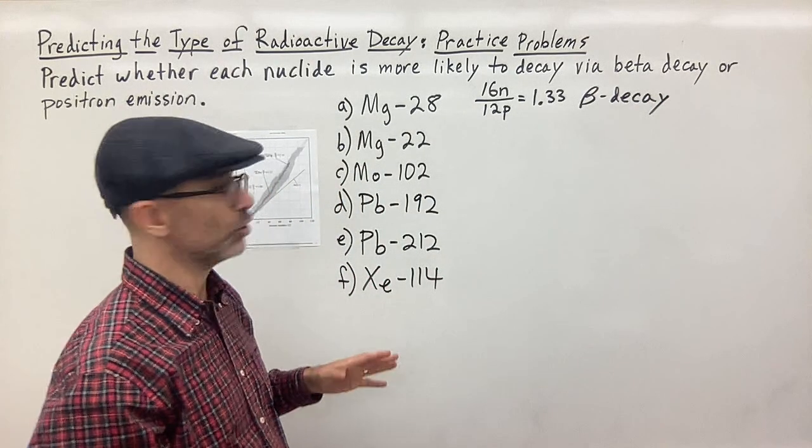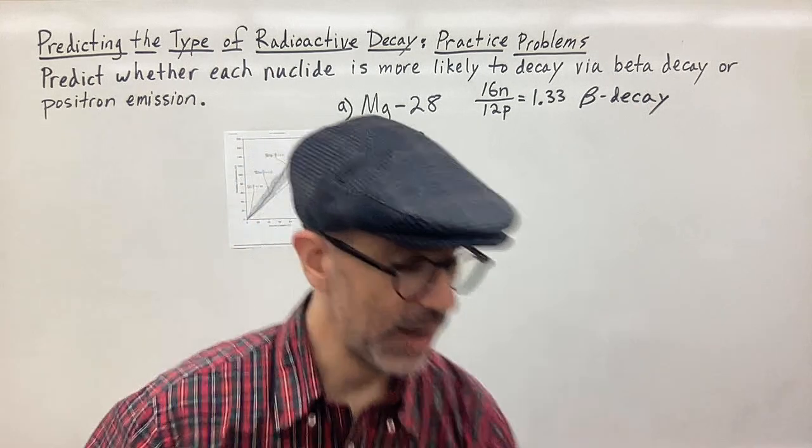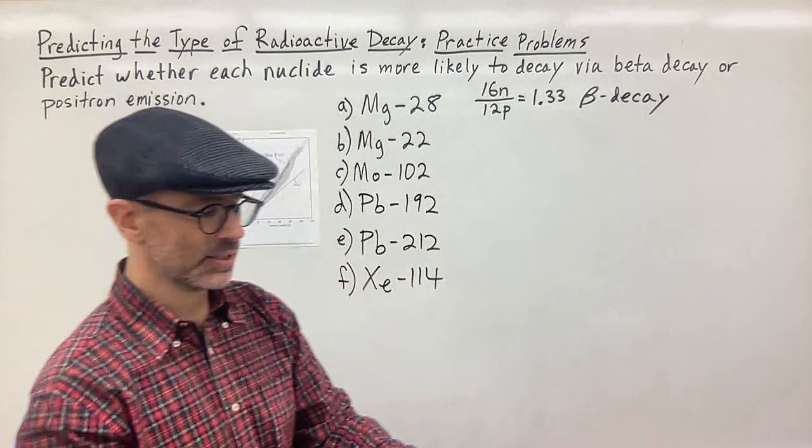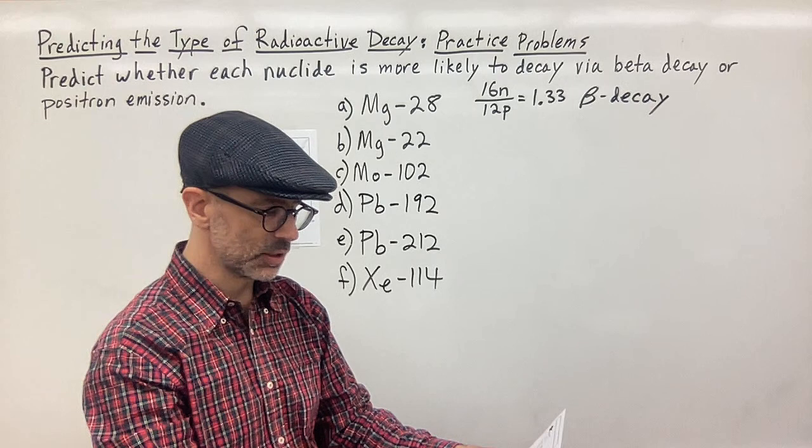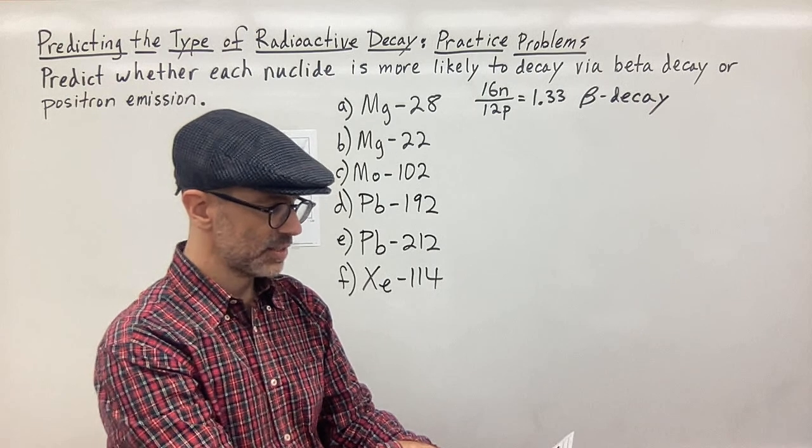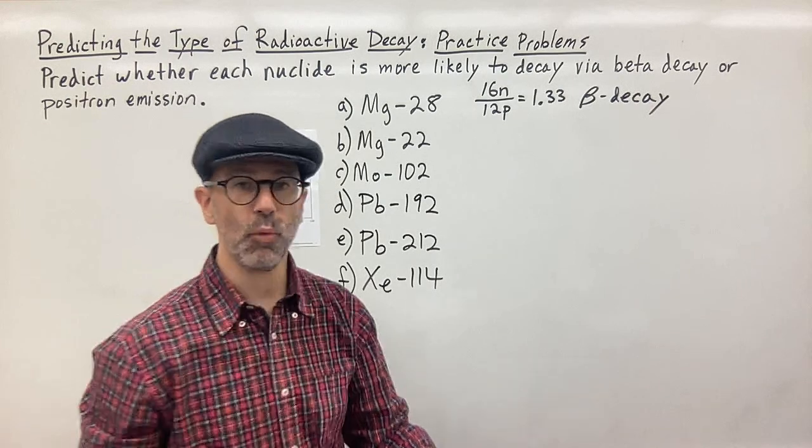You could also look at the periodic table at the atomic mass. If you look at the atomic mass of magnesium, magnesium has an atomic mass of 24.31.